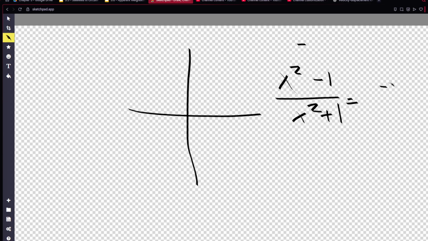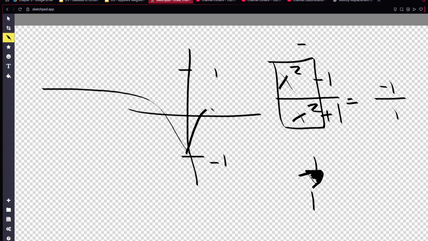At x equals 0, it will be minus 1 plus 1. Then we can use the dominance theory to assume that the end behavior asymptotes are going to be negative 1 and 1 respectively, because x squared and x squared will always be positive. So if we have negative 1 and 1, the graph is going to look something like this. Yes, something like that.